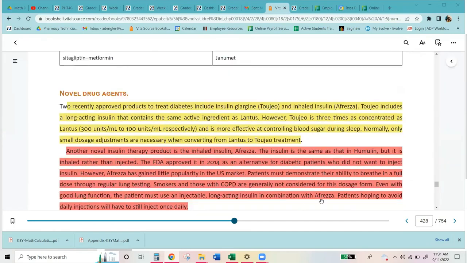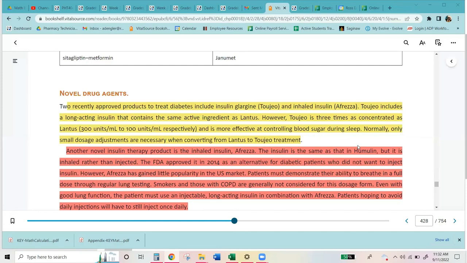Two recently approved products to treat diabetes include insulin glargine Toujeo and inhaled insulin, which is Afrezza. Toujeo is a long-acting insulin that contains the same active ingredient as Lantus. However, it is 3 times more concentrated than Lantus and is more effective at controlling blood sugar during sleep. Normally, only small dosage adjustments are necessary when converting from Lantus to Toujeo treatment.